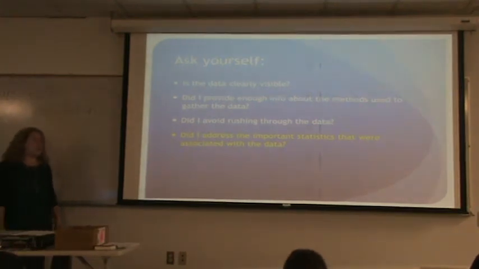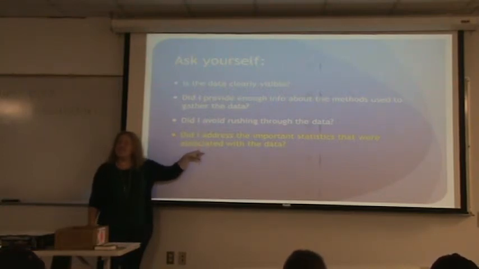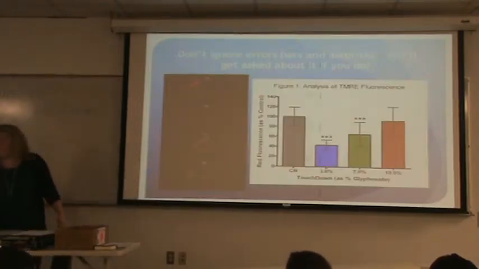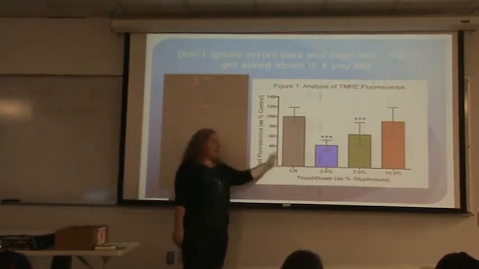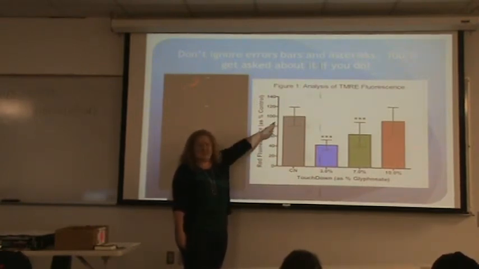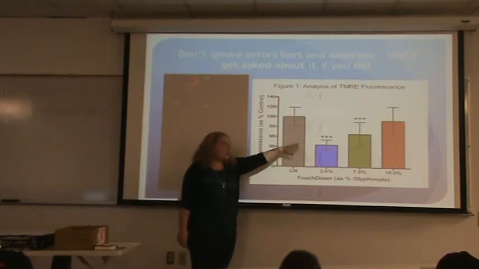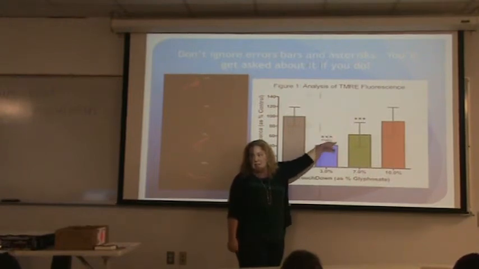All right. Another question: did I address the statistics associated with the data? I'm going back to that same figure I just had. Another common thing that students tend to do is they will show a graph, and hopefully they talk about what the axes mean and what the height of the bars means, and then they go on and ignore the error bars and the statistical significance asterisks, which is another hard word to say. If you do that, we're going to ask you later.